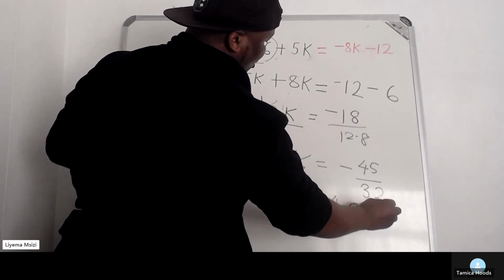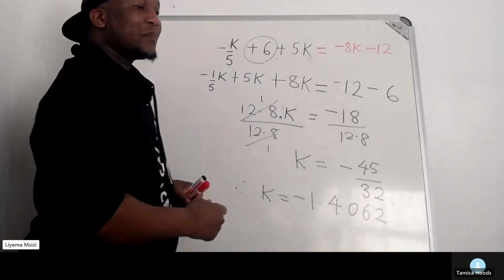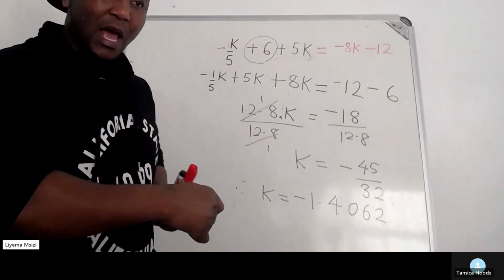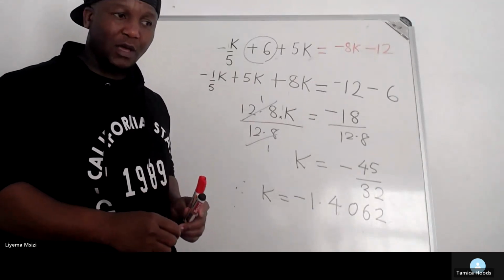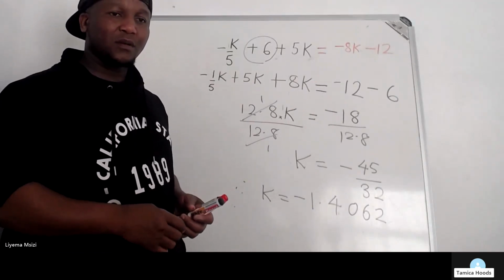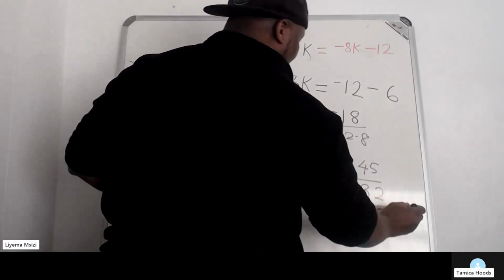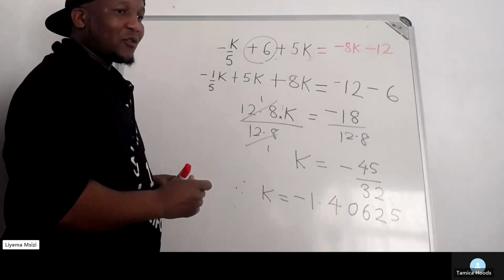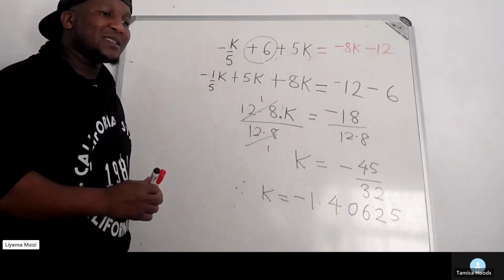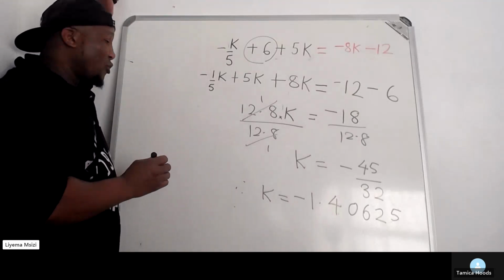0.625. So now let me show you how to do approximation, how to round off. To round off, let's say somebody gives you a number. I'm going to show you how to round off.